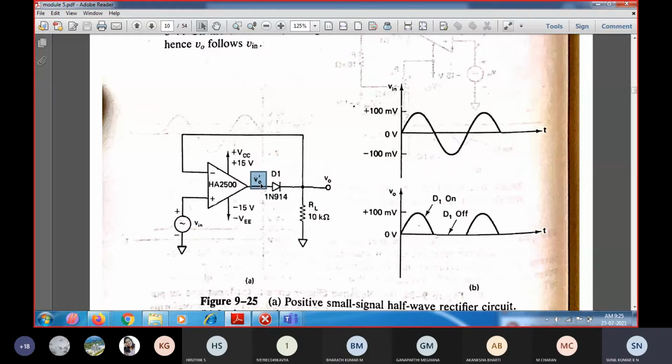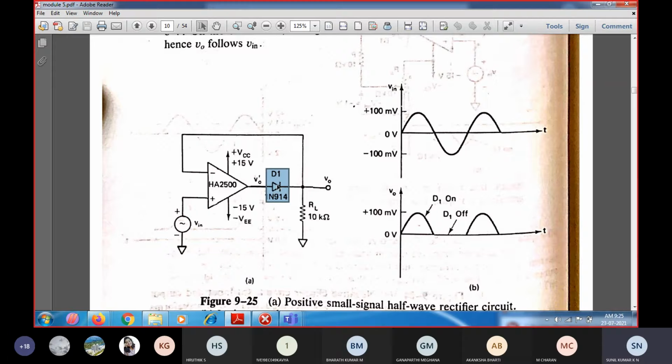Whenever the op amp output is in the negative direction, this diode D1 will become reverse biased because of the polarity of the diode. The input to the diode D1, V naught dash, is going to be in the negative direction. Here I have just mentioned the output voltage at this end, and it has been represented over here. Since the output of the op amp is negative, diode D1 will become reverse biased.